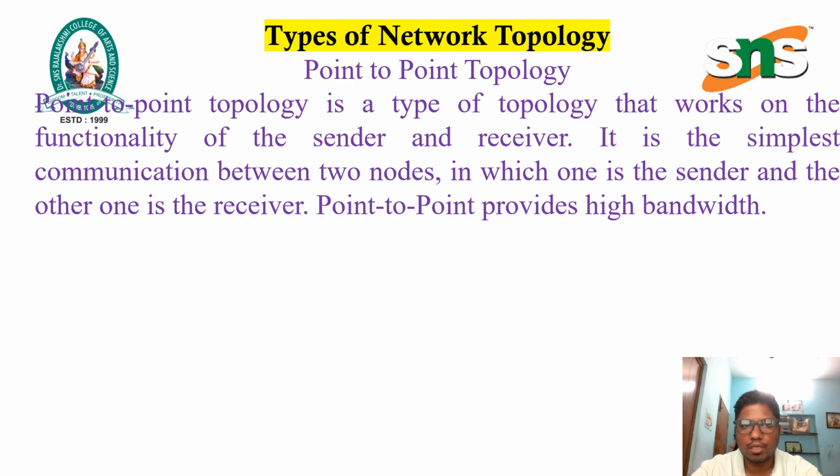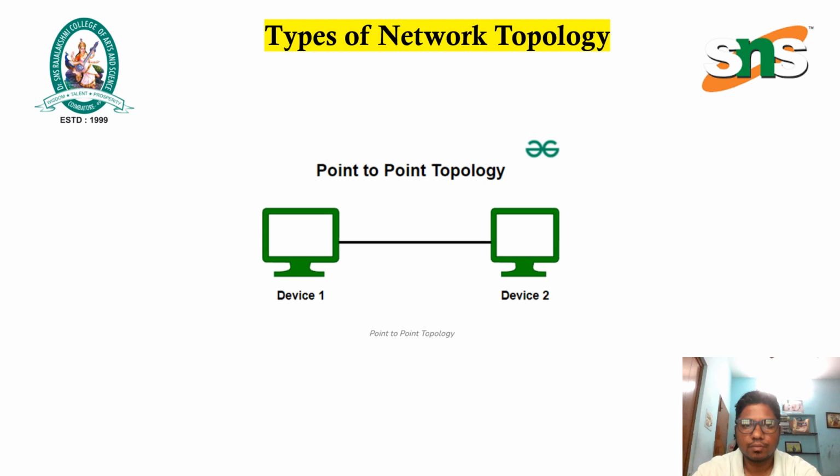Point-to-point topology is a type of topology that works on the functionality of the sender and receiver. It is the simplest communication between two nodes, in which one is the sender and the other is the receiver. Point-to-point provides a high bandwidth. Here we have device 1 and device 2 in the network topology.